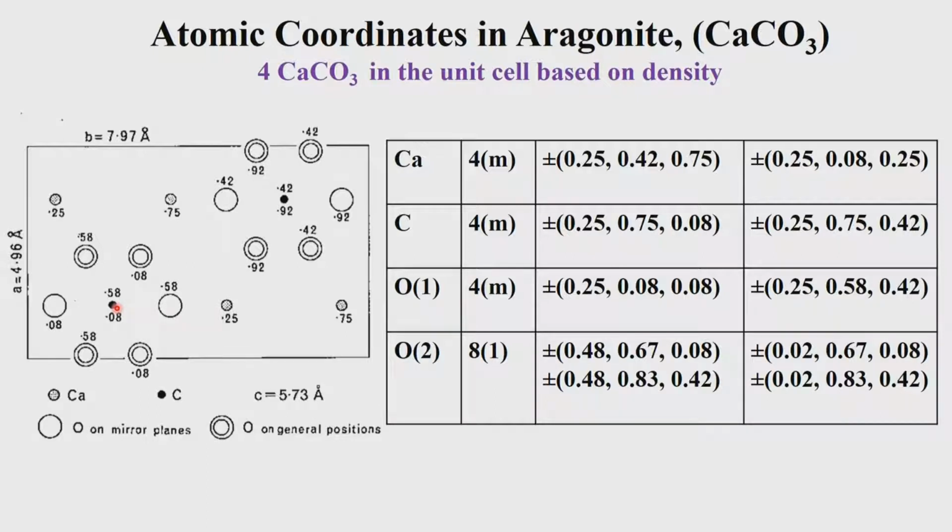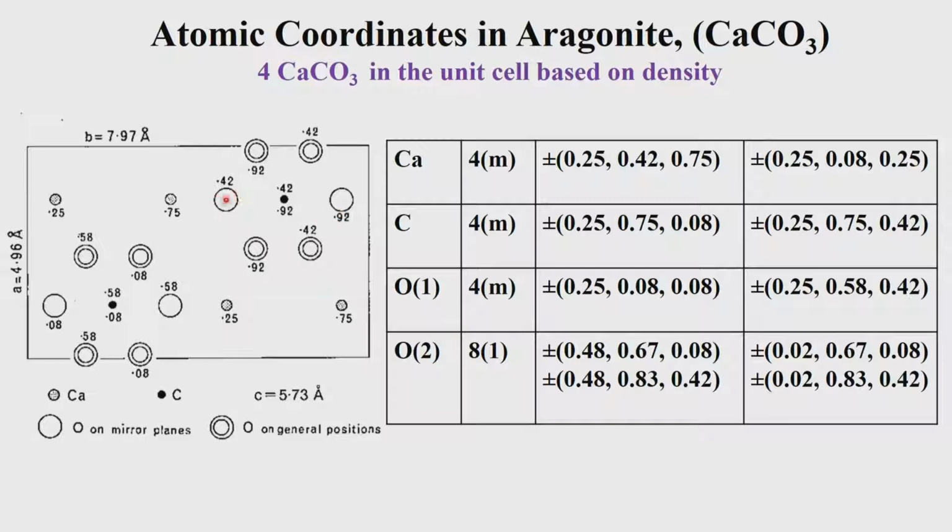Similarly, the carbon is one above the other in the Z direction, and the values of calcium are given here, they give rise to these 4 positions. So, 4 calcium positions are taken care of, 4 carbon positions are taken care of, 4 oxygen positions are represented by 0.08 and 0.48, but the positions of X and Y are different.